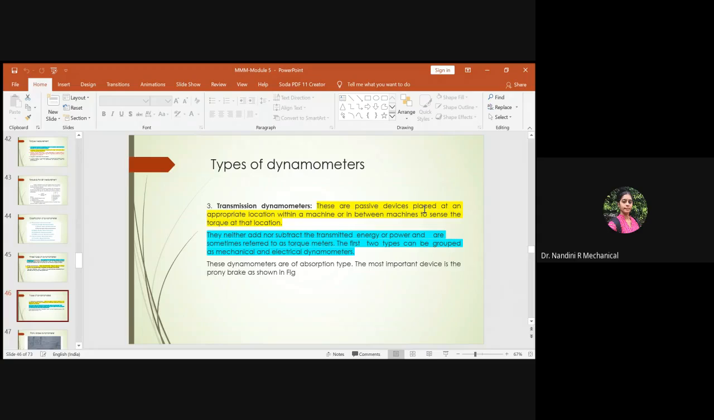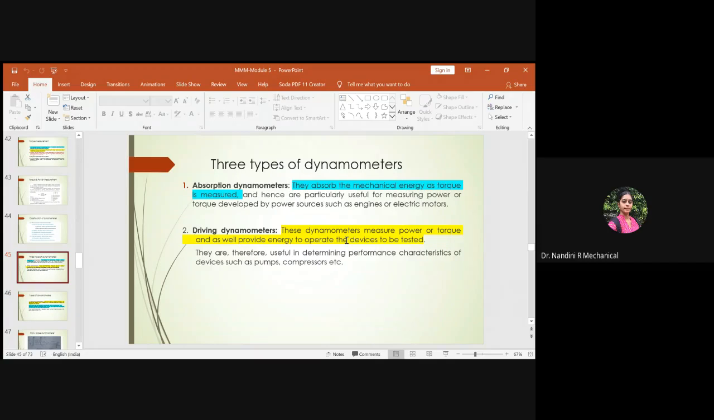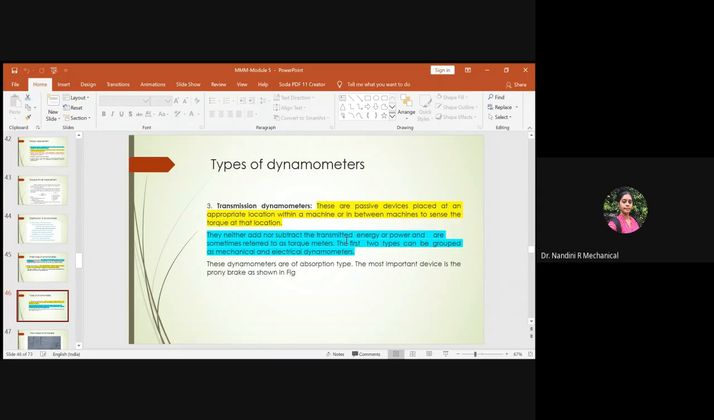So it will be a specific value for that particular location, and hence these torque values cannot be added together or subtracted. It just provides you the potential value of the torque at that particular location, and hence sometimes it is also called torque meters. Apart from this, the first two types which were discussed, absorption and driving dynamometers, are called mechanical and electrical dynamometers. Why?